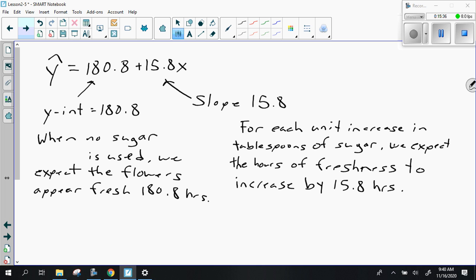And you can literally use this exact same format every time. For each unit increase in, insert your explanatory variable right there, which is tablespoons of sugar, we expect, and then you can just input your response variable here. You will get that right every time, right? So for each unit increase in the explanatory variable, we expect the response variable to increase by whatever this slope is. Okay, we interpreted the slope and the y-intercept.